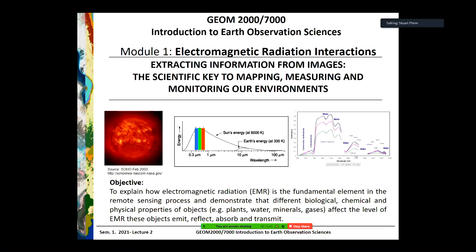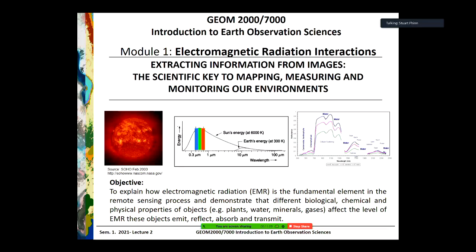So we are going to talk a little bit about the sun today. There's just an image from NASA's solar observatory there. So we commonly see the sun as a white ball. It's a little bit different to that. But we're not necessarily going to be looking at the sun. We're going to be looking at the energy that comes out from the sun and how it interacts with what's in the atmosphere, what's on the land surface and water bodies.